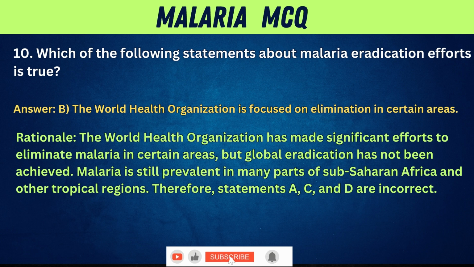Rationale: the World Health Organization has made significant efforts to eliminate malaria in certain areas, but global eradication has not been achieved. Malaria is still prevalent in many parts of sub-Saharan Africa and other tropical regions. Therefore, statements A, C, and D are incorrect.